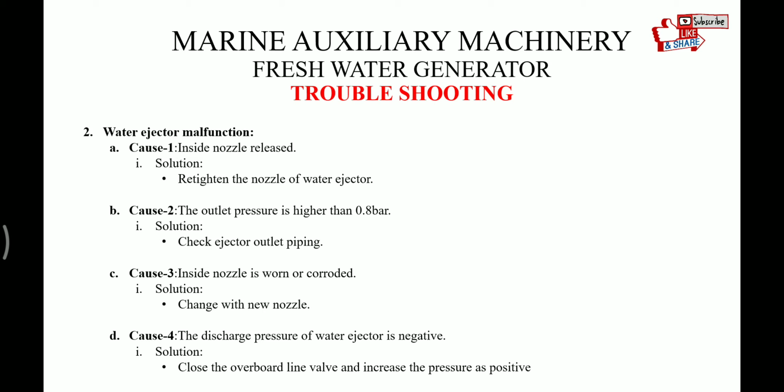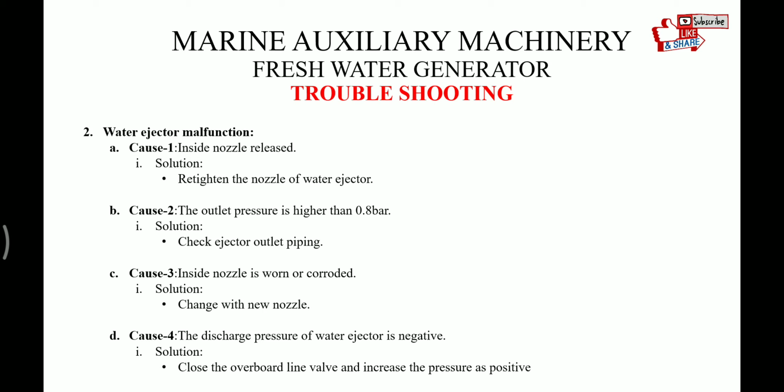Second problem we face is water ejector malfunction. And the first cause for that is the inside nozzle is loosened. Solution is retighten the nozzle of the water ejector. That is the orifice. Nozzle is the orifice which is there in the ejector. Second cause for water ejector malfunction is the outlet pressure is higher than 0.8 bar, and solution for that is check the ejector outlet pipe if it is okay or not.